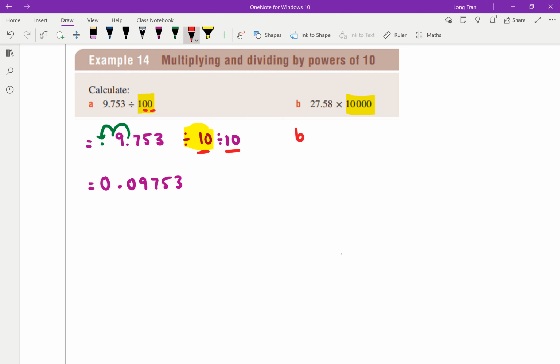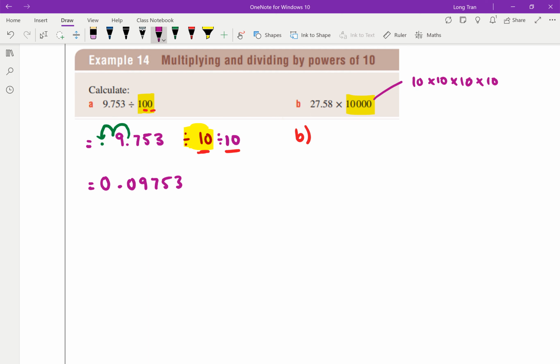So B, same thing. You've got 27.58, and now you're multiplying. Now 10,000 is the same thing as saying 10 times 10 times 10 times 10. Oh, sorry, there's too many tens now. Okay, so that's what 10,000 will equal, because 10 times 10 is 100, 100 times 10 is 1,000, 1,000 times 10 again gives you 10,000, and that's just place values, isn't it? So you go from the units to the tens, to the hundreds, to the thousands, to the 10,000s. That's all you're really doing.